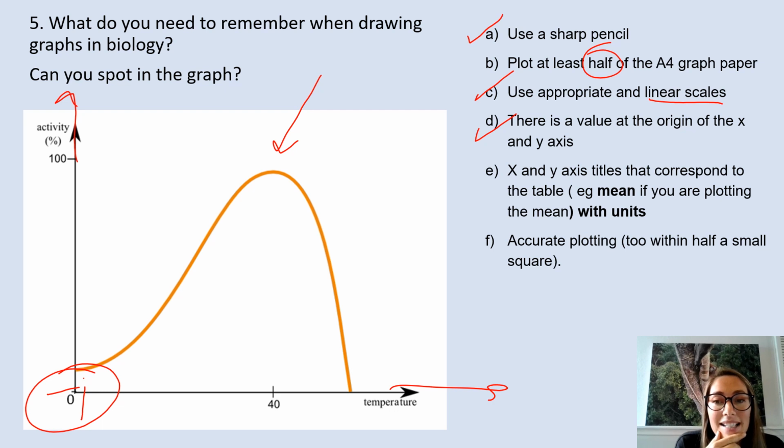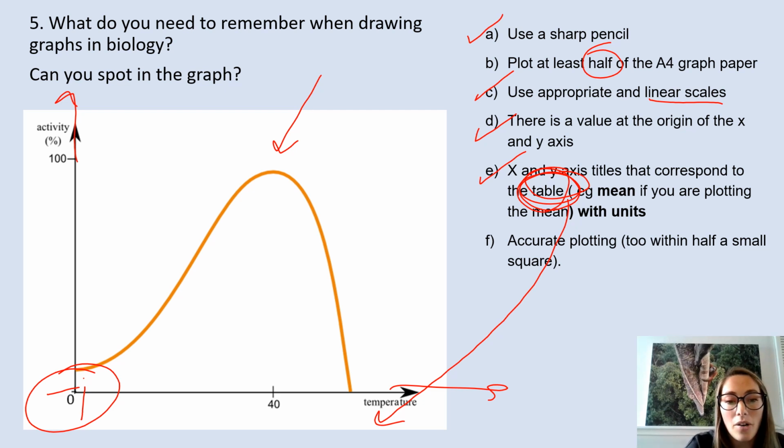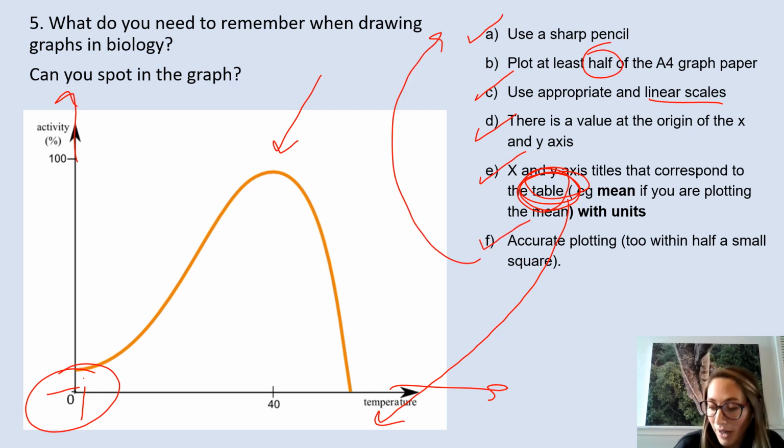The X and Y axis titles should correspond to your table. Now this is a really important thing. Please check that whatever is in your table and whatever you're plotting corresponds to the axes on your graph. So if you're plotting the mean concentration of something, for example, it should say along that axis mean concentration of whatever. And then accurate plotting. So again, this links back to using a sharp pencil. You'd be surprised how many people lose marks by having a non-sharp pencil.